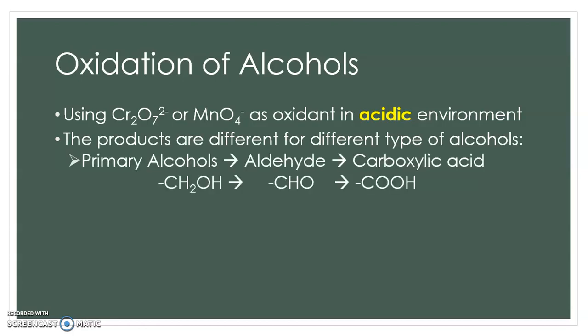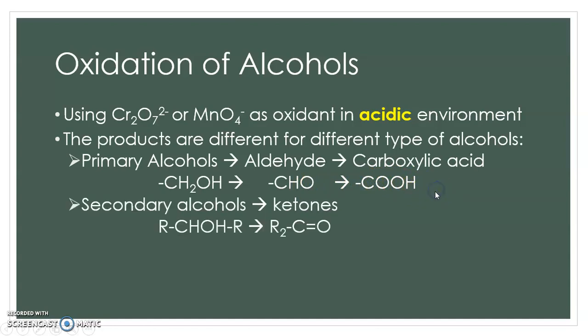Primary alcohols normally end up with CH2OH. Then they will first be turned into aldehyde. You see that the end of the hydrocarbon chain that had the functional group is losing two hydrogens. And afterwards, if you keep oxidizing it, then it will accept another oxygen to become carboxylic acid.